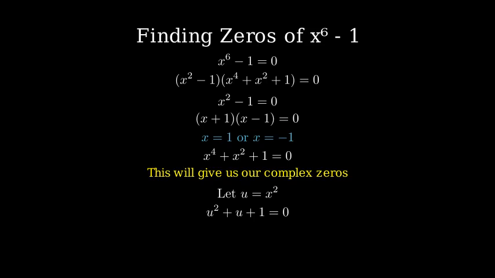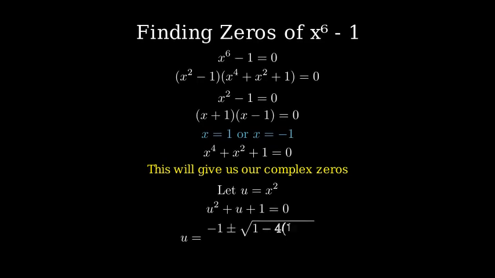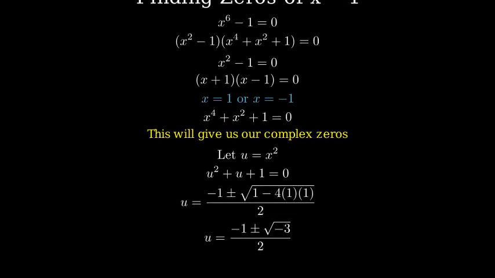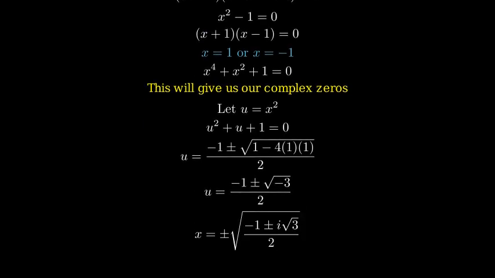This is a quadratic equation. We can solve it using the quadratic formula. U equals negative 1 plus or minus the square root of 1 minus 4 times 1, all over 2. Simplifying under the square root, we get negative 1 plus or minus square root of negative 3, all over 2. Now, remember that u equals x squared. So x equals plus or minus the square root of (negative 1 plus or minus i times root 3) over 2.